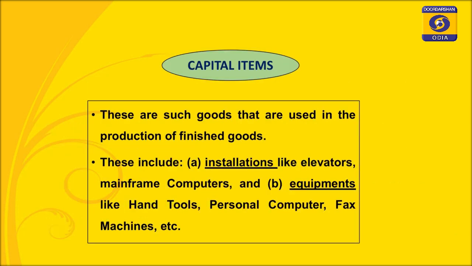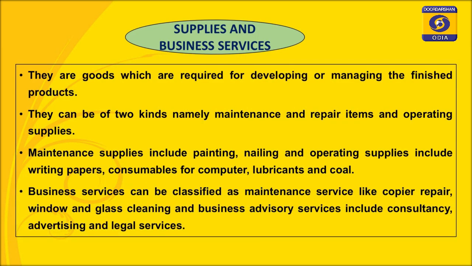The second one is the capital item. As the name indicates, these are such goods that are used in the production of finished goods. That means in order to produce the finished goods, you need capital items. These include installations like elevators or mainframe computers, or you need equipment and hand tools, fax machines. These are the examples of capital items. And then comes supplies and business services.